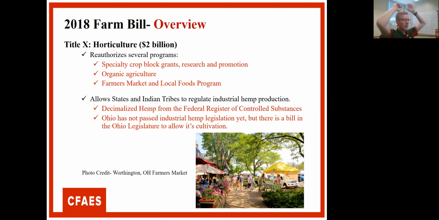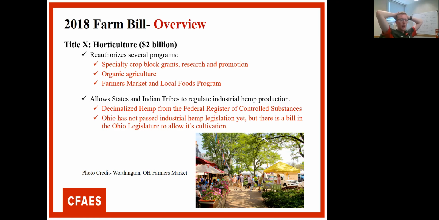It allows states and Indian tribes to regulate industrialized hemp by decriminalizing it from the federal list of controlled substances. Ohio has not passed industrial hemp legislation yet. I put the word yet in there because it is in Congress. It's working its way through the legislature. I'm not sure if they'll pass it or if the governor will sign it, but it is working its way through. We're one of 5 states left.